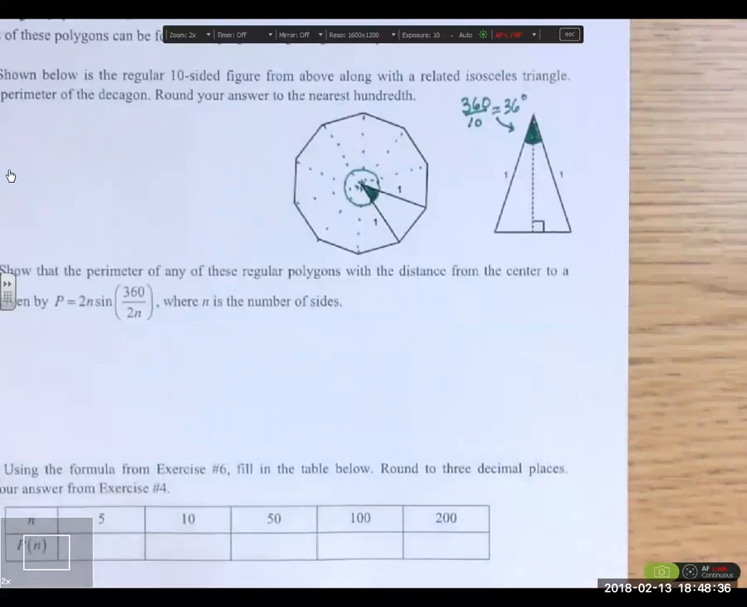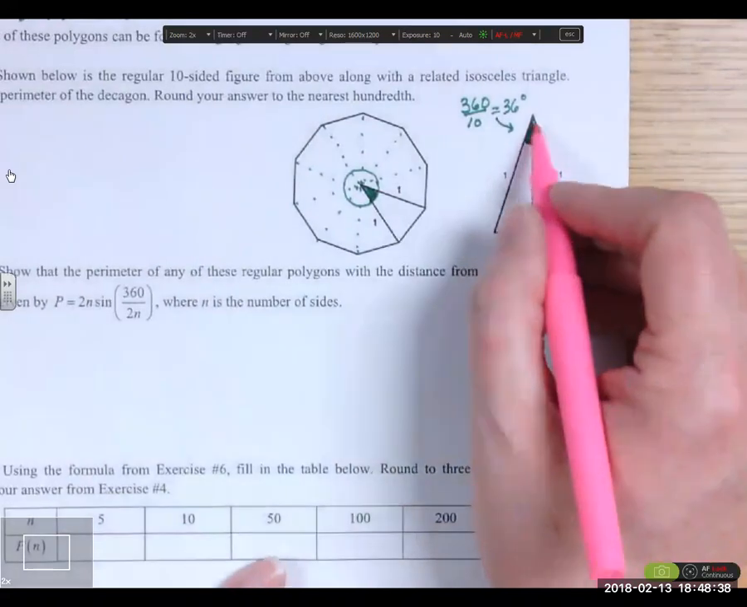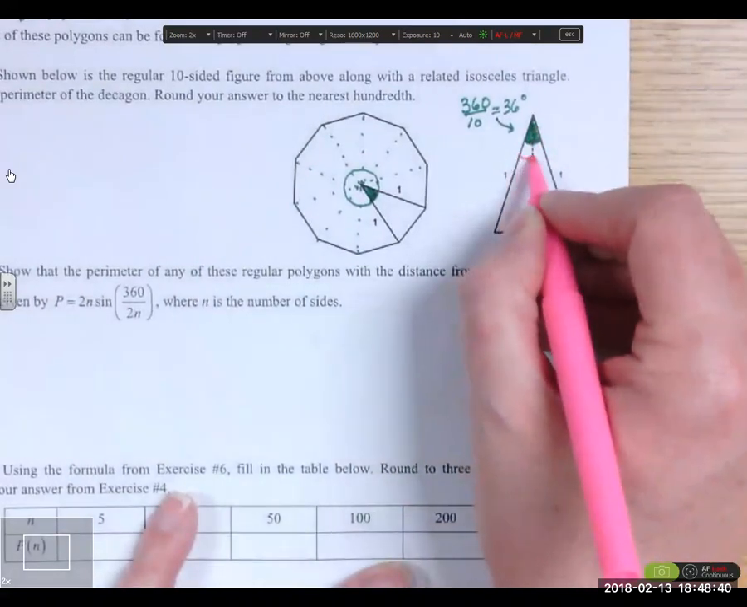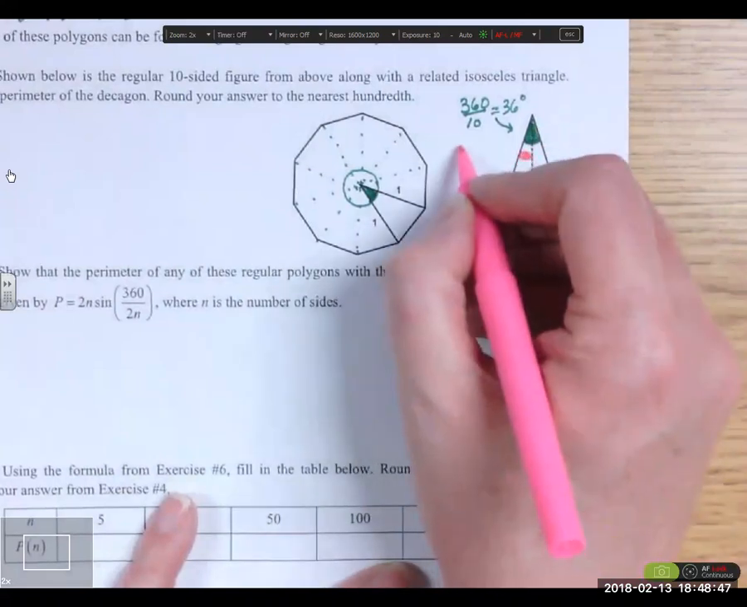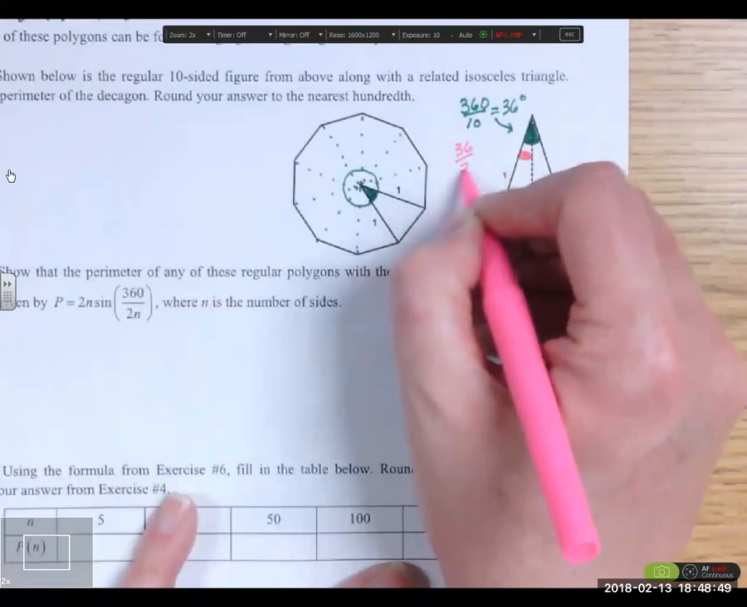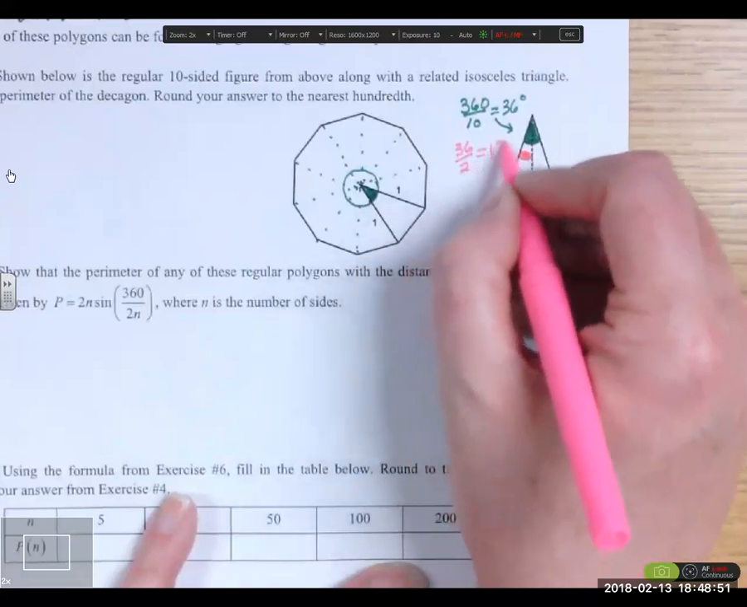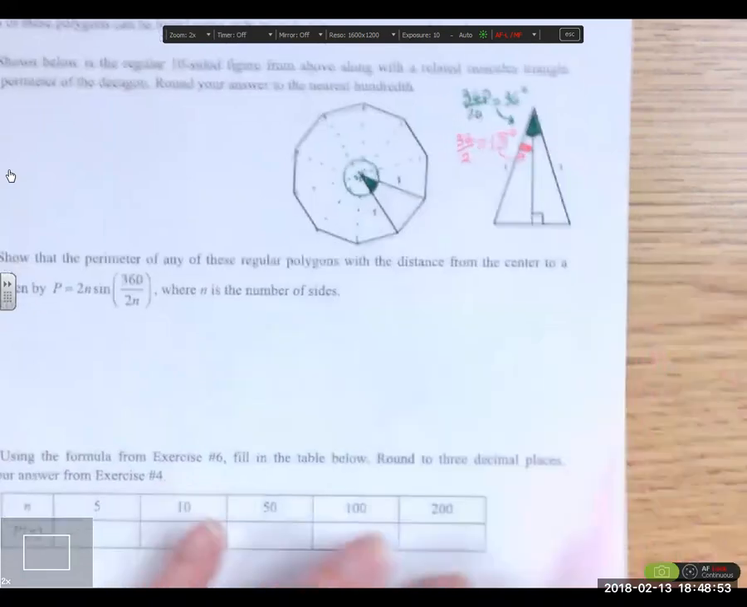Well, that's good to know, because even though we don't really want this angle, we really want this angle, which is going to be in our right triangle. How big would this angle then be? Well, remember, that's going to be 36 divided by 2, because we're going to take half of this. So really, this angle is 18 degrees, and that's the one we're going to use.